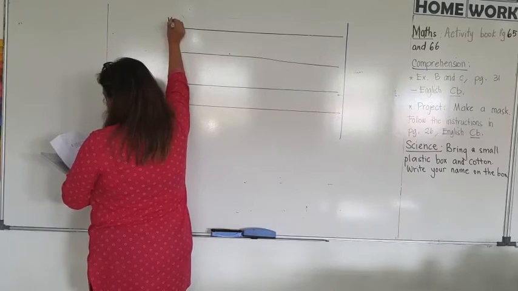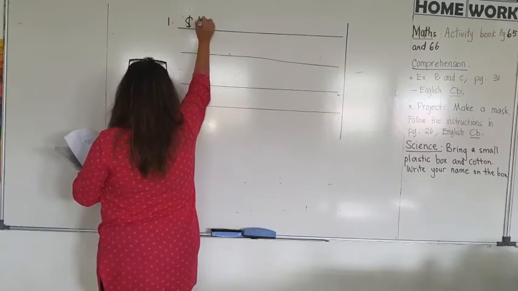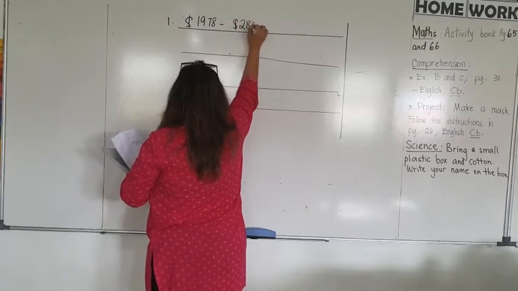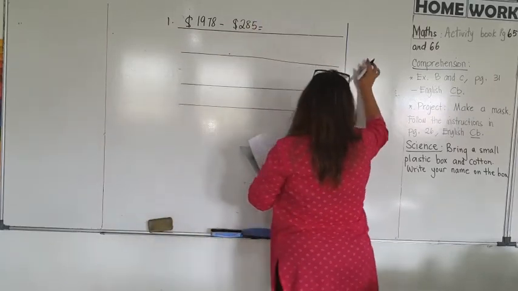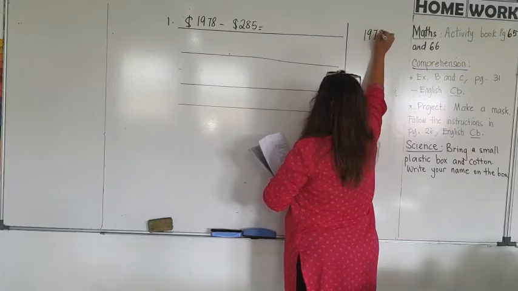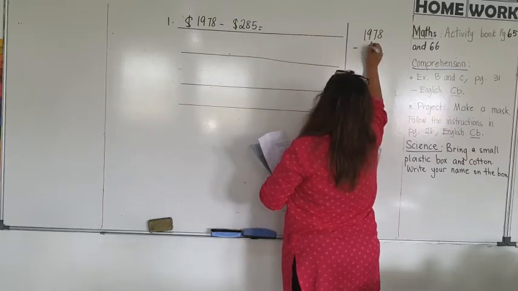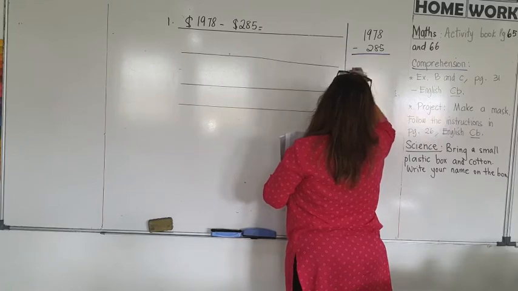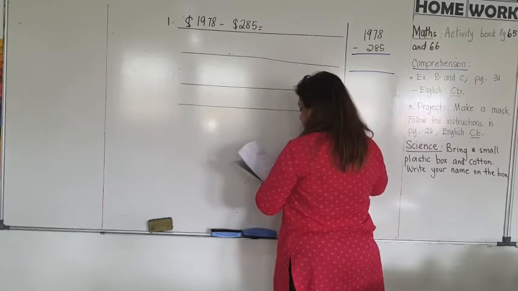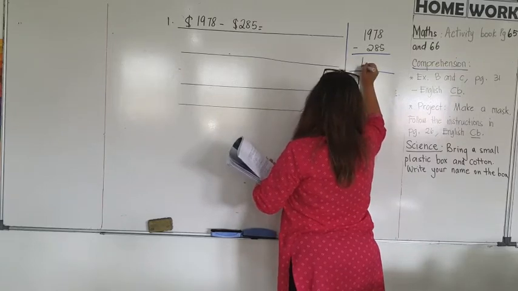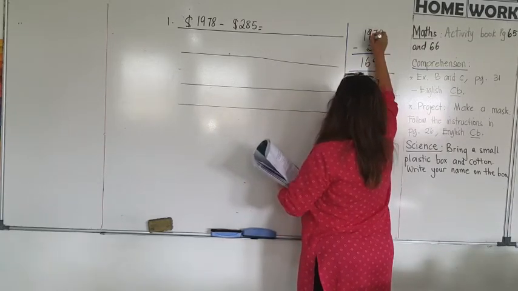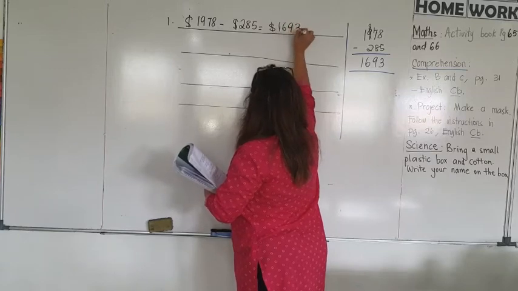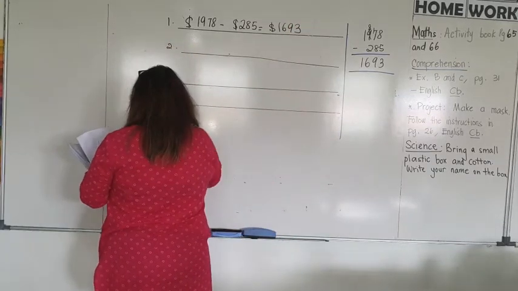Step one. So what do you do? Minus. 1978 minus 285. Now remember, when you have something in money, you must put the dollar sign in the sentence over here. In the working, it is okay if you don't write, alright? But in the sentence, you must write the dollar sign, alright? So I'm minusing, I get 1693, okay? So again, I put dollar sign, 1693. Step two is statement.